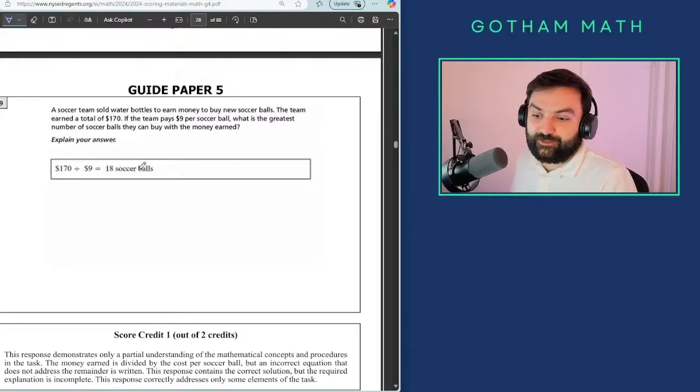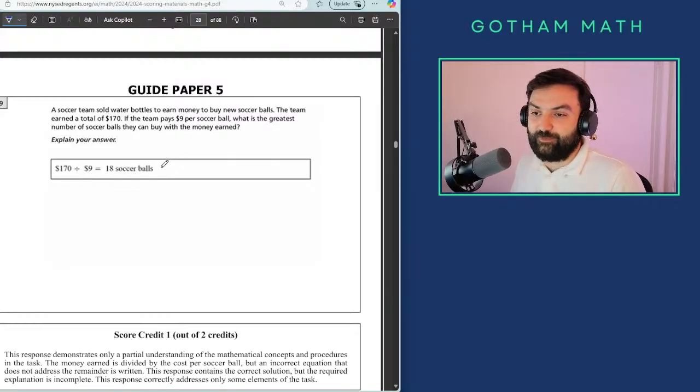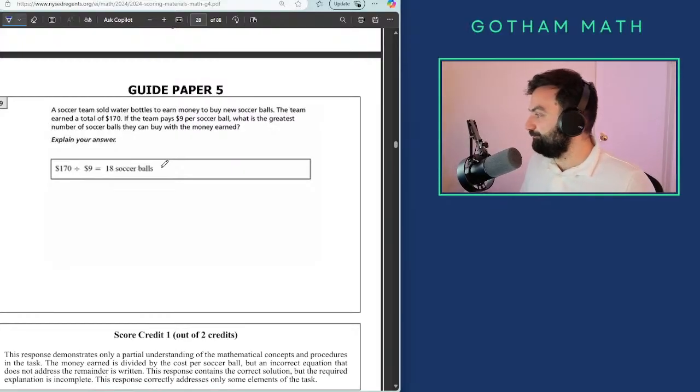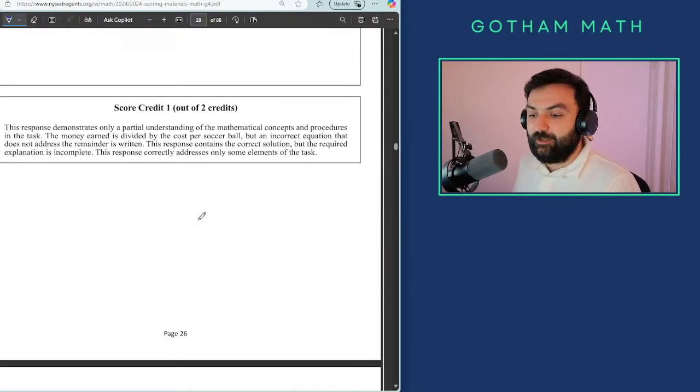So what is this? 170 by 18 soccer balls. They didn't say that there is a remainder, and technically this is not an explanation if you think about it. This is just showing work. But if they say explain, you have to explain, right? Technically, yeah. So this is it. All right, next.